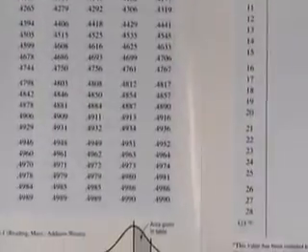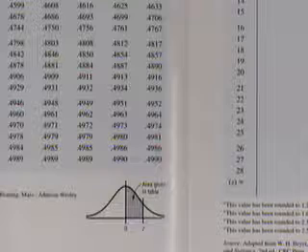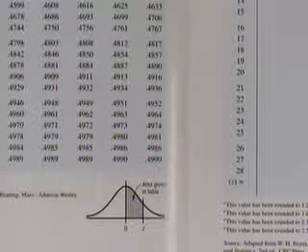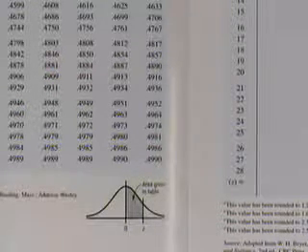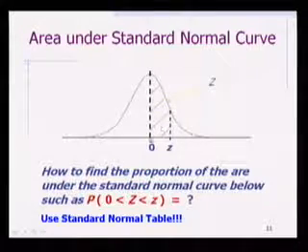So if you have a z-score over here that is less than 3.09, you'll be able to find the area under the curve from 0 to that point. Okay? So that's what I mean. If you want to find the area, the percentage, from 0 to some z-score, you can use a standard normal table to help you solve that problem.